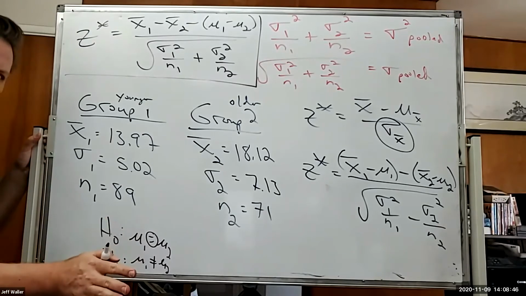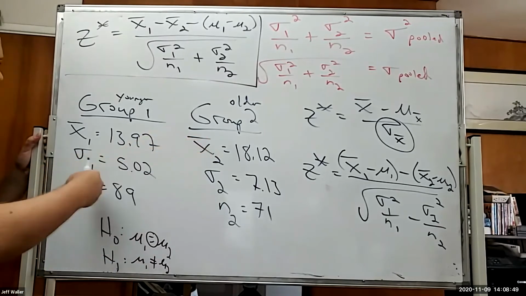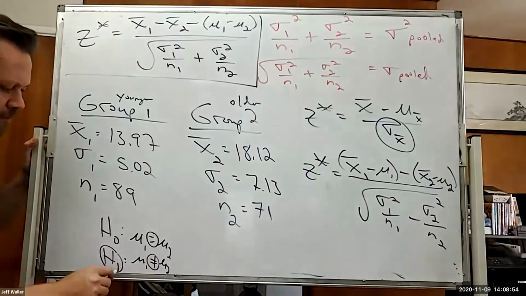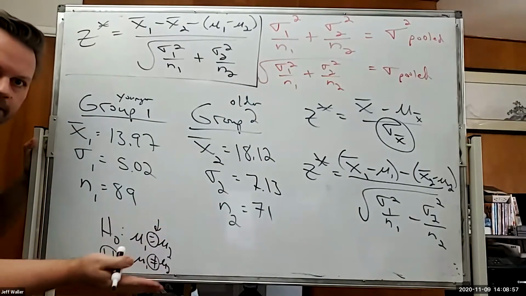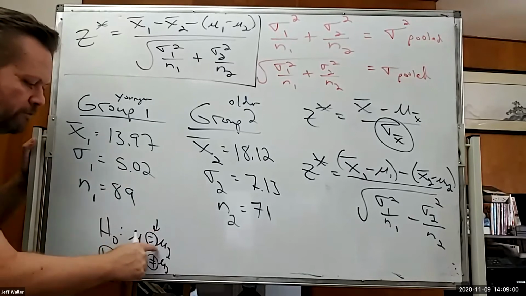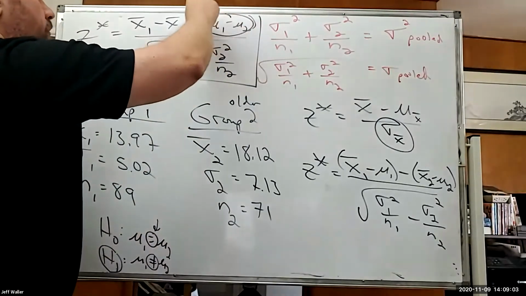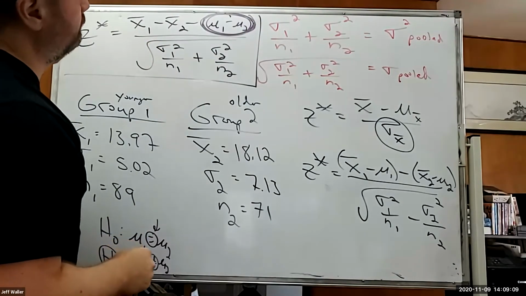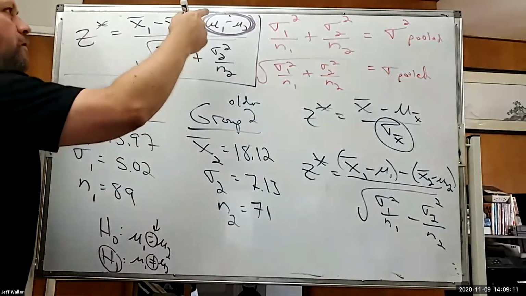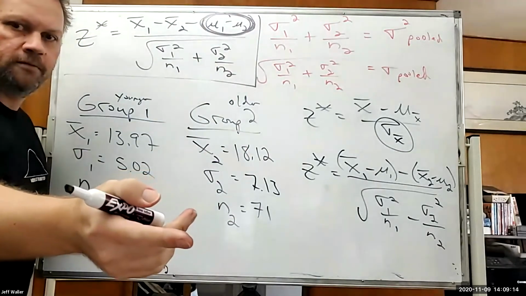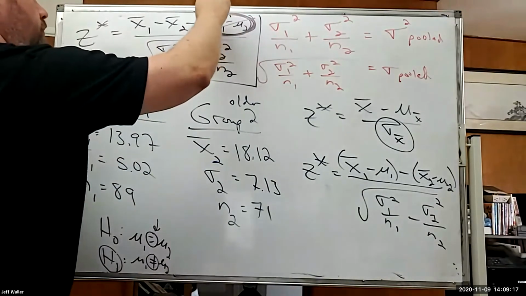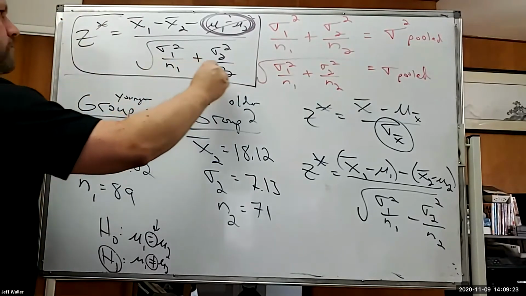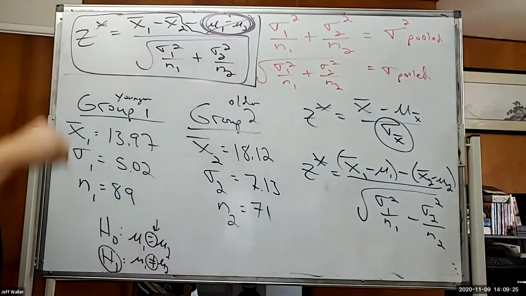Is everybody with me? We knew that going in. That's why we do this, to see if there is a difference. So you're trying to show evidence for a difference, which means we're working against the idea that they're somehow the same. If mu1 equals mu2, what's mu1 minus mu2? Zero. Zero goes away. So then your formula just becomes that.